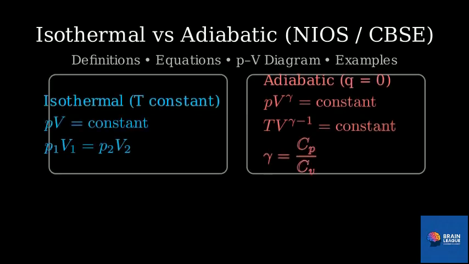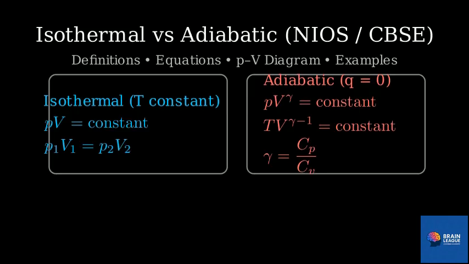Let us start with the core ideas. Isothermal means the temperature stays constant. Adiabatic means no heat is exchanged, so Q equals 0. For an ideal gas in an isothermal change, pressure times volume is constant. That is, PV equals constant, or P1V1 equals P2V2.